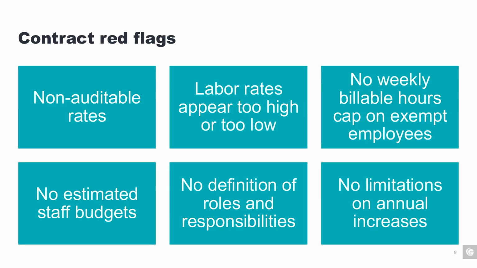And as well, no limitations on annual increases. As I previously mentioned, contracts without caps on rate increases can lead to significant cost escalation over multi-year projects. So look for clauses that tie the increases to objective indices or set a maximum percentage each year. Spotting these red flags early on can prevent cost overruns, compliance issues, and disputes. And always review your labor terms with a critical eye and insist on transparency, clear definition, and reasonable controls.